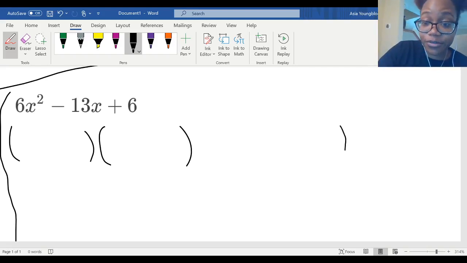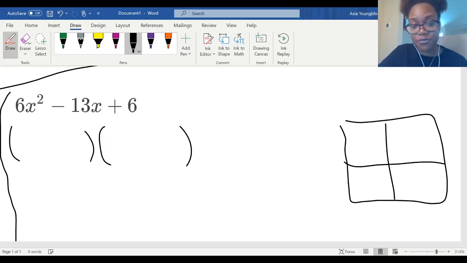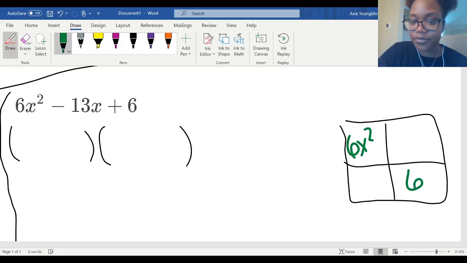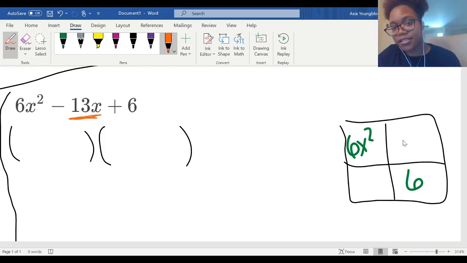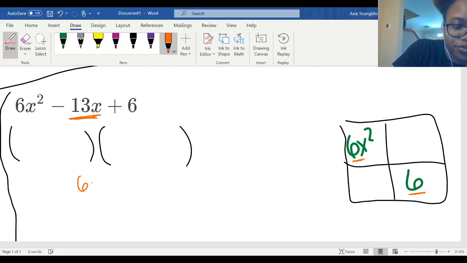Let's draw our box like we've been doing for the 7 problems that came before this. The 6x squared is going to go in the upper left corner. The 6 is going to go in the bottom right corner. And now we have to split this negative 13x between these two boxes. But we have to ensure that the diagonals multiply to get the same number. So we're going to have to make sure that we are finding two values that multiply to get us 36, but add to get us negative 13.